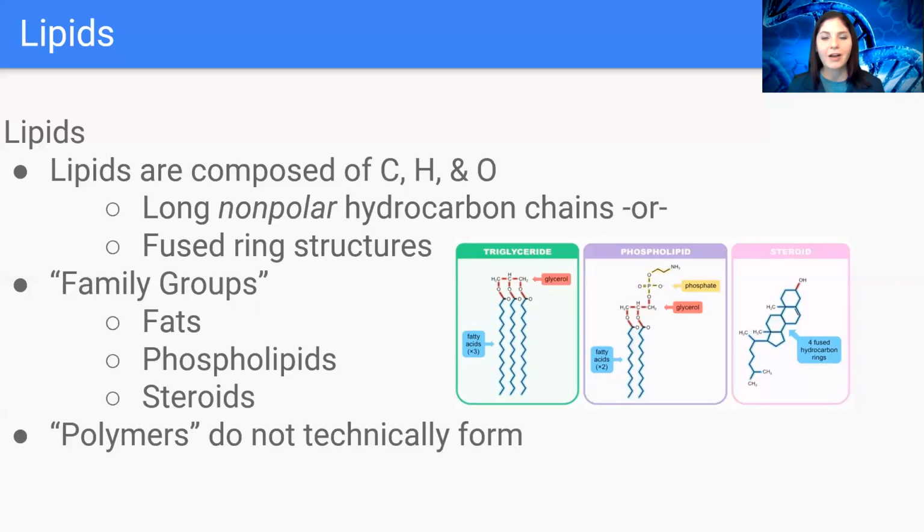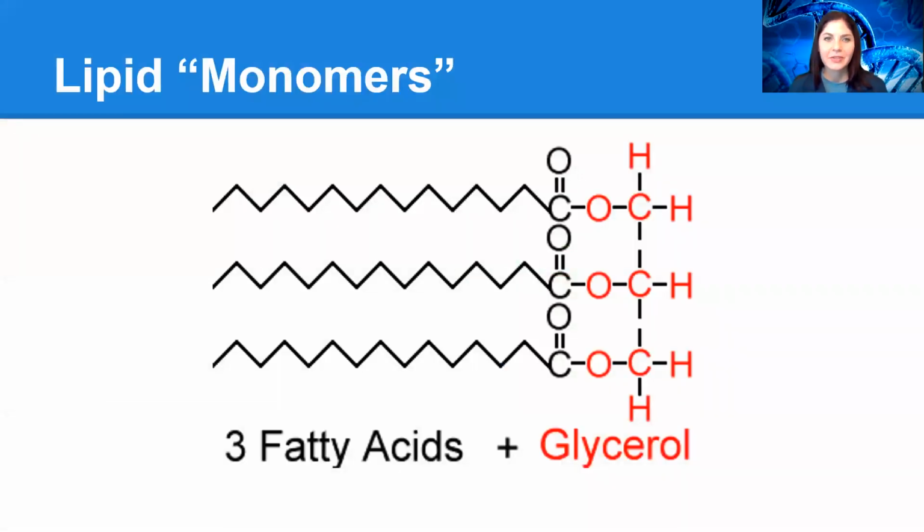And then we also have lipids that compose steroids, or all of the hormones that are going on in our bodies right now. So again, the polymers don't technically exist. So as far as the monomer meaning the single unit, we have 3 fatty acid chains and then a glycerol. And so if you look at this, in red, we have the glycerol. And then we have these hydrocarbon chains.